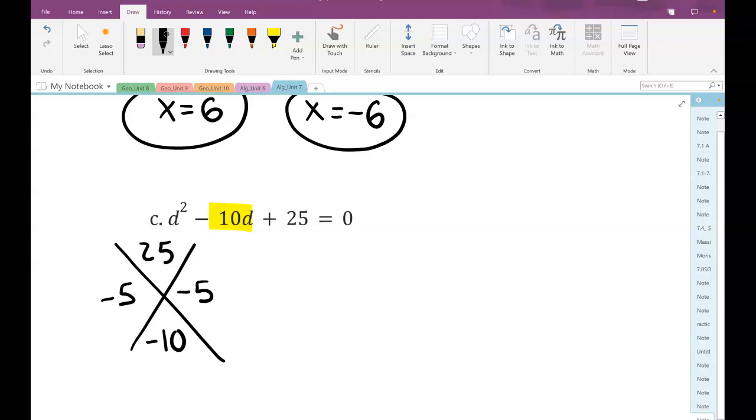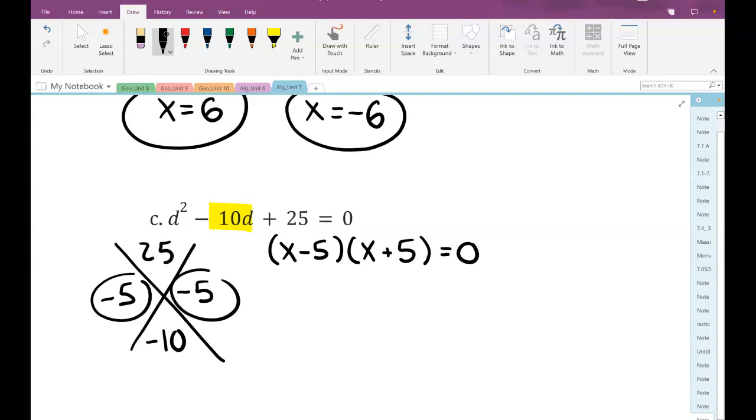And here's something you can do. When your A term is 1, you don't have to go through and factor by grouping each time. You get to skip all the steps that we did over the last 2 days. There's a big shortcut. My answer is going to be x minus 5, x plus 5 equal to 0. So I just take the 2 numbers that are on either side and plug them in to my factors.